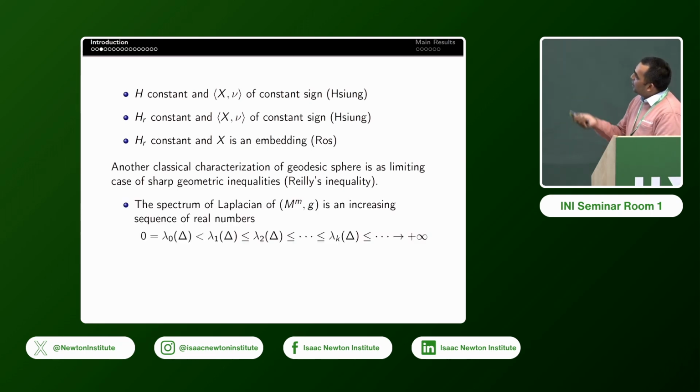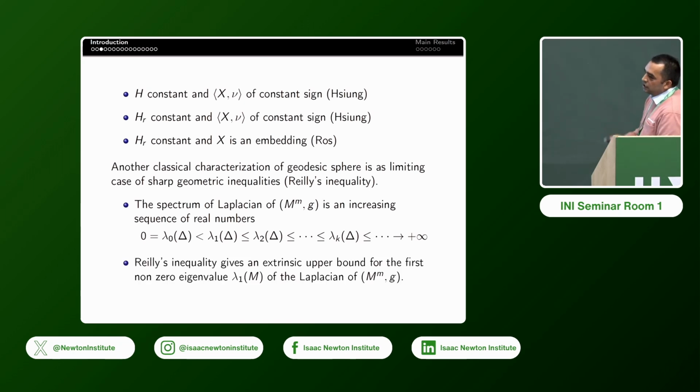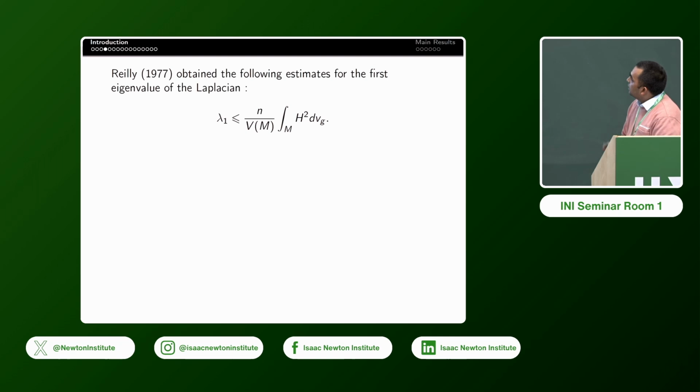So here we have the spectrum of this Laplacian, an increasing sequence of real numbers, and the Rayleigh inequality gives an extrinsic upper bound for the first non-zero eigenvalue of the Laplacian. So what is that? In 1977, he obtained the following estimate for the first eigenvalue of the Laplacian. You can see that lambda 1 is less than or equal to n divided by the volume of the hypersurface, multiplied by the integral of the square of the mean curvature.